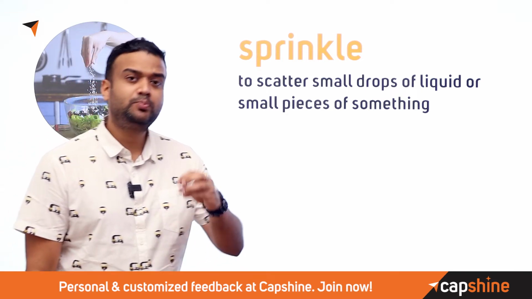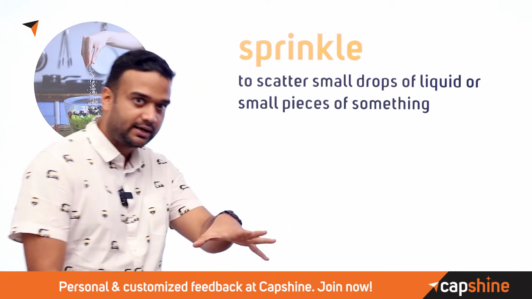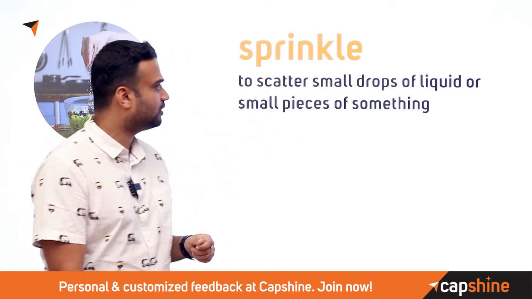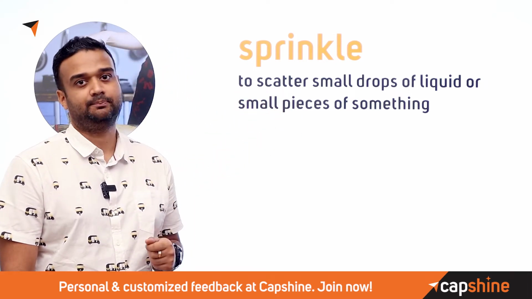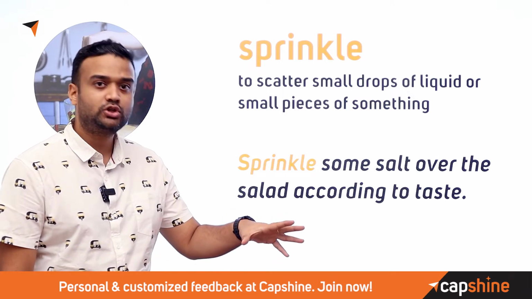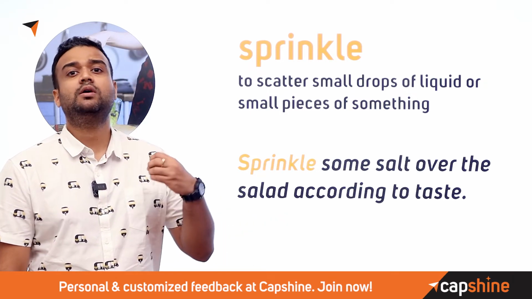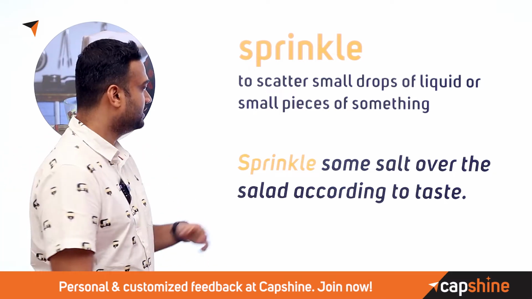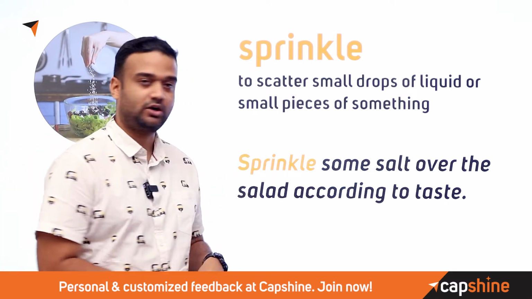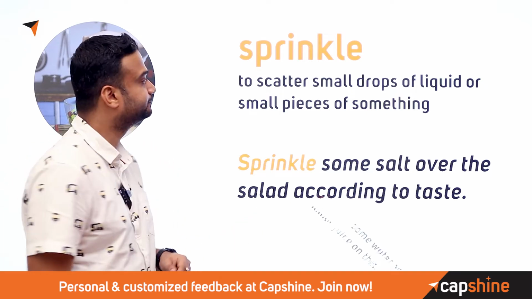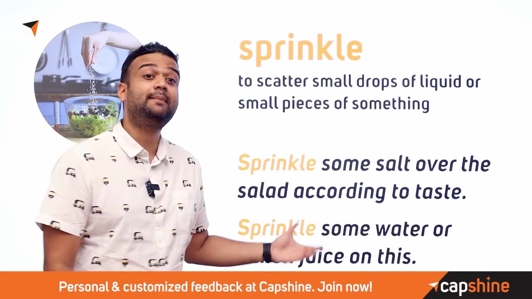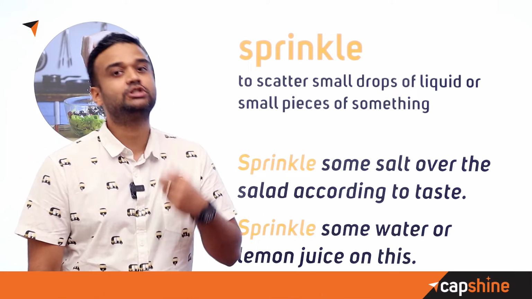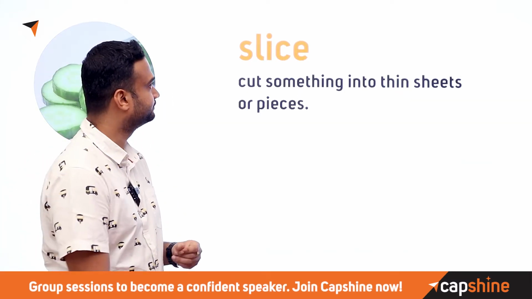Sprinkle. When you sprinkle, you put a small amount of something, you spread it out in the preparation. To scatter small drops of liquid or small pieces of something. You may sprinkle a little bit of salt, a little bit of pepper, or certain other condiments to add flavor to your dish. Sprinkle some salt over the salad according to your taste. Sprinkle some water or lemon juice on it. Again, could be used to describe particles or liquid as well.